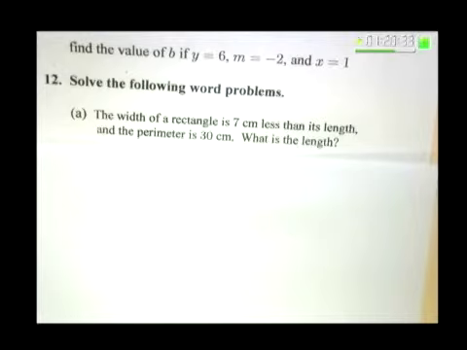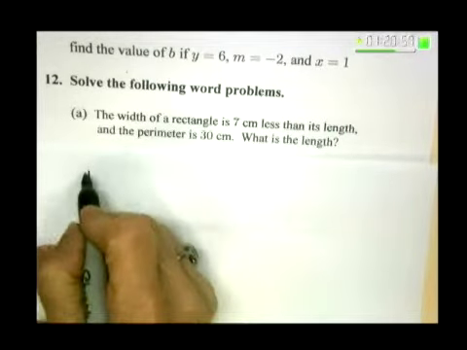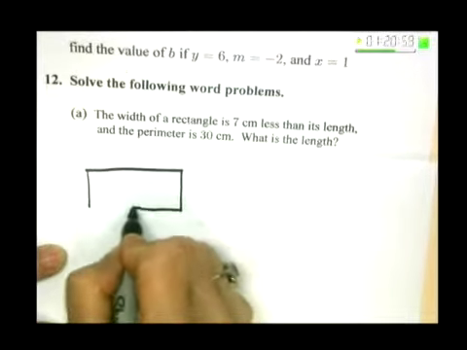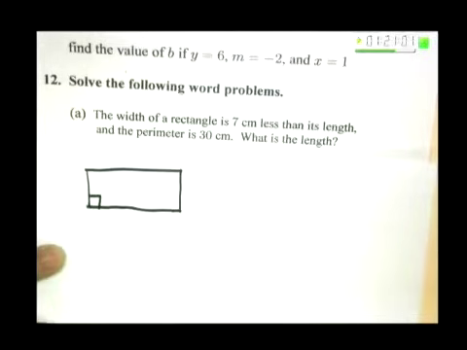So in problem number 12a, it says the width of a rectangle is 7 less than its length, and the perimeter is 30 centimeters. What is the length? All those words run into each other. So I know I'm working with a rectangle. In the first read, that's what I saw, a rectangle. So the first thing I want to do is draw a rectangle to give me an idea of what's going on. So I'm going to draw a rectangle.